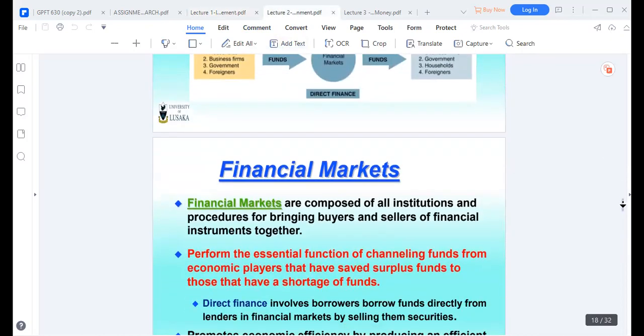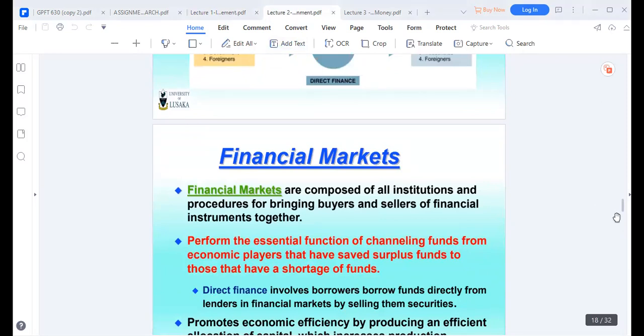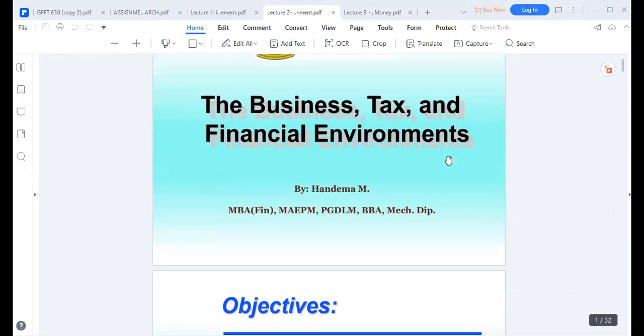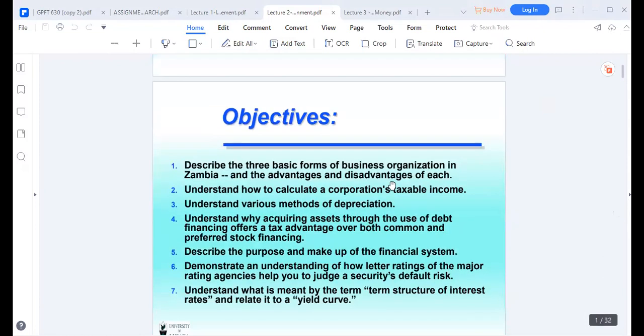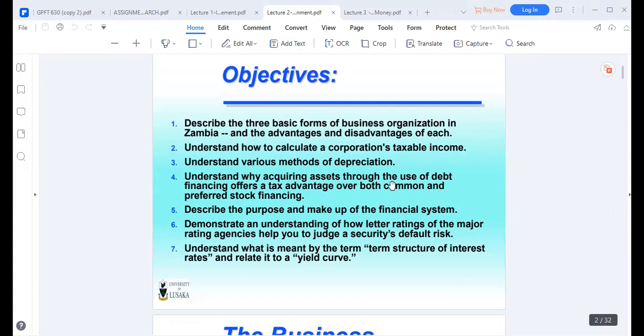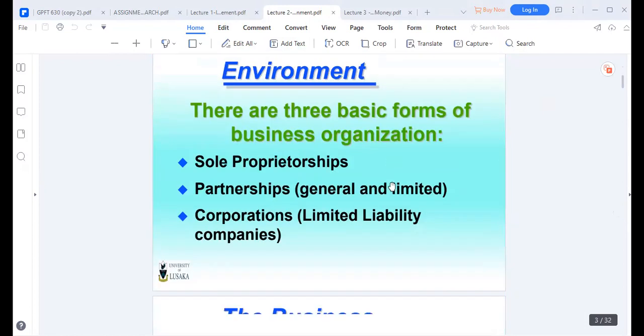Then we look at our second chapter, which looks at what is called the financial environment. So in this chapter, we're basically looking at the forms of organizations that are there, understanding also the types of financial systems that are there, the markets that are there. So to start with, from our financial accounting, we understand that there are three basic forms of businesses, which are the sole proprietorships, the partnerships, and the limited companies.